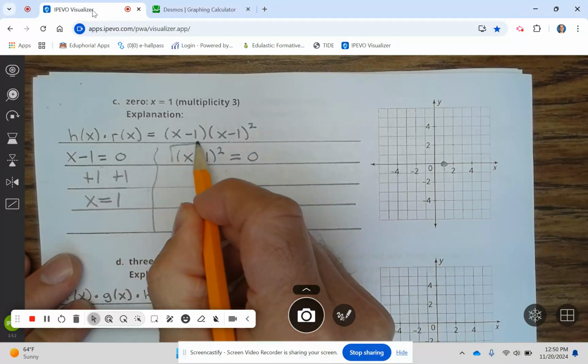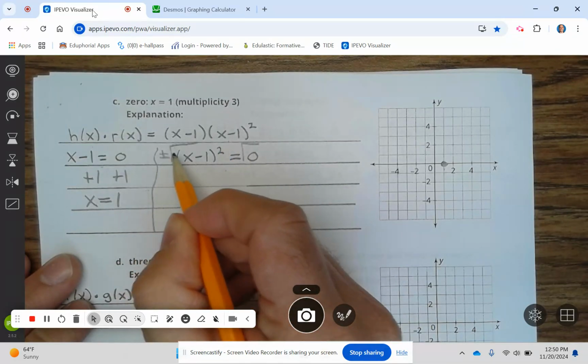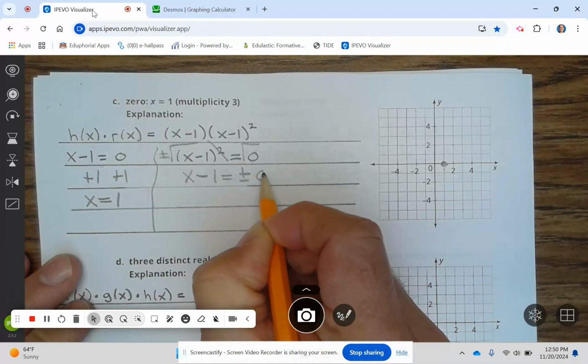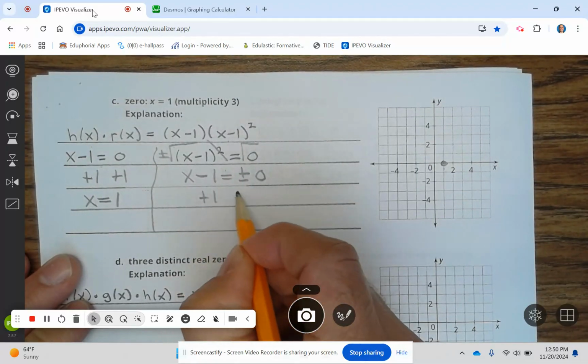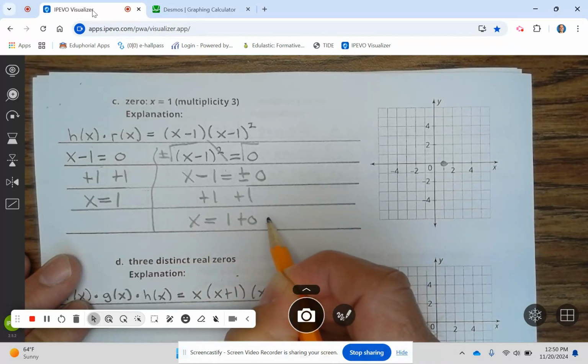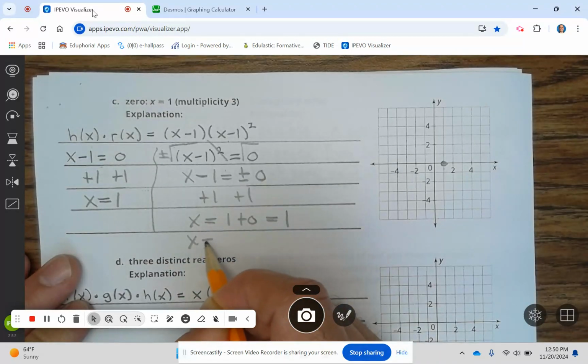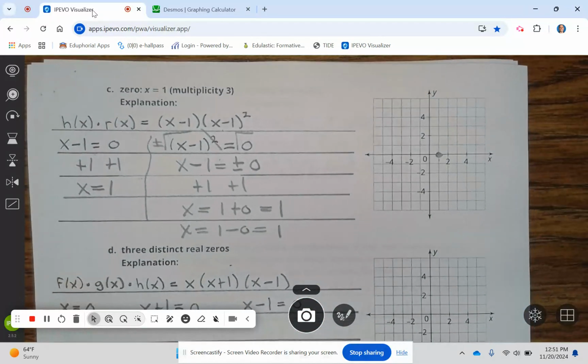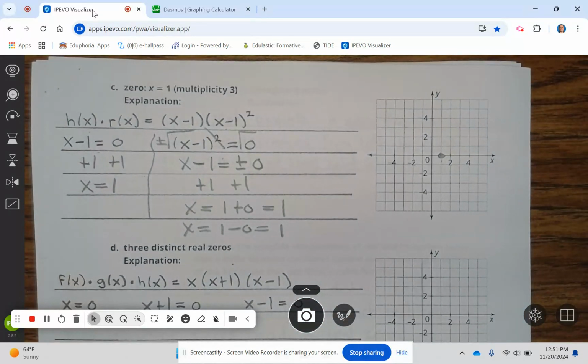Here we take the square root of both sides. Remember, square root is plus or minus. Cancels the squared. You get x minus 1 equals plus or minus 0. So we add 1 to both sides. You get x equals 1 plus 0, which equals 1, and x equals 1 minus 0, which equals 1. All right, let's go ahead and graph that in Desmos.